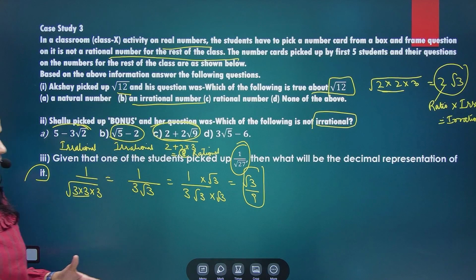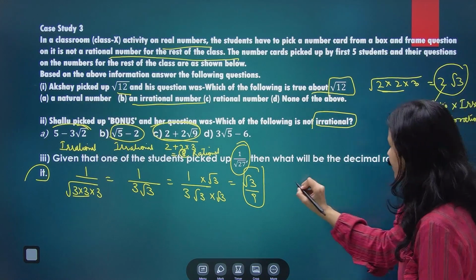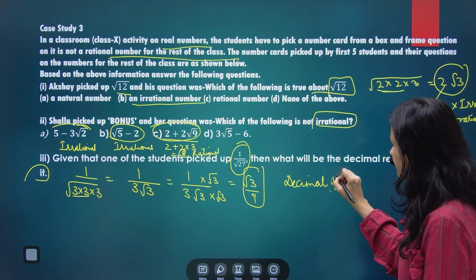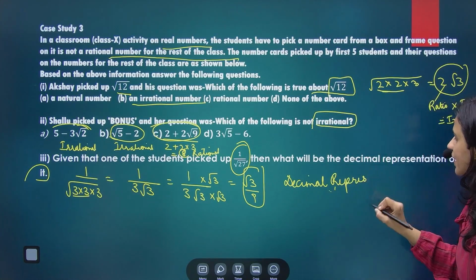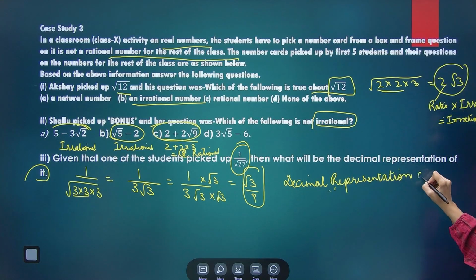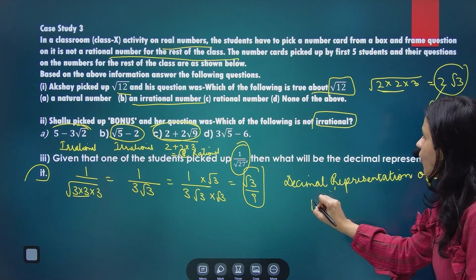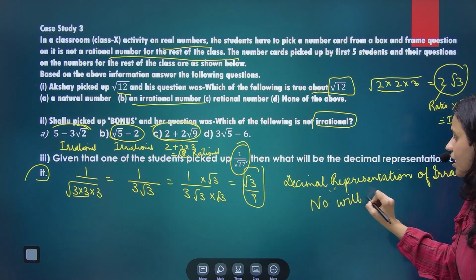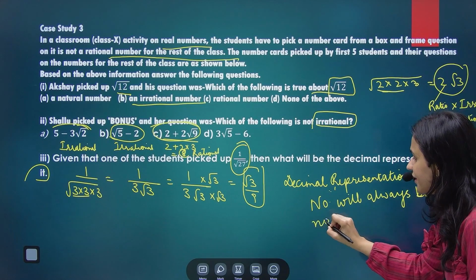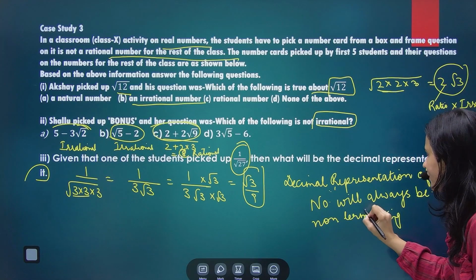If you know that decimal representation of irrational number, this is exercise 1.4. अगर आपको पता है decimal representation of irrational number will always be, हमेशा नॉन टर्मिनेटिंग, उसका डेसिमल कभी भी टर्मिनेट नहीं होता, एंड नॉन रिपीटिंग.